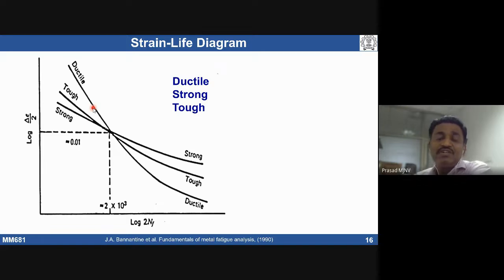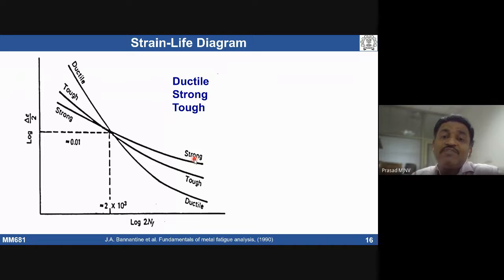Look at the transition here. These materials also undergo transitions at about 2 into 10 power 3, but this transition is different. Here I am talking about a material whose composition is fixed, but I made one strong. If we take steels, one case I get martensite, in another case a fully annealed material, and in another a normalized material. Normalized materials are going to be tough, annealed material is going to be ductile in nature, and martensite is going to be strong. Accordingly, the performance is going to vary.